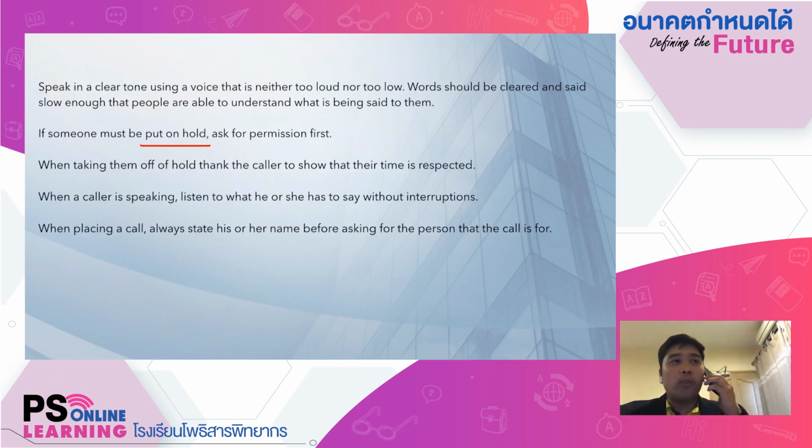Yes, Mr. Brown. Oh, excuse me. Can I put you on hold, please, for about 5 minutes? Or, for example, for about 1 minute, please. This is a permission. Okay. Remember to ask for permission first. So, next one. When taking them off hold, be sure to thank the caller to show that their time is respected. So, I already put Mr. Brown on hold and I come back.